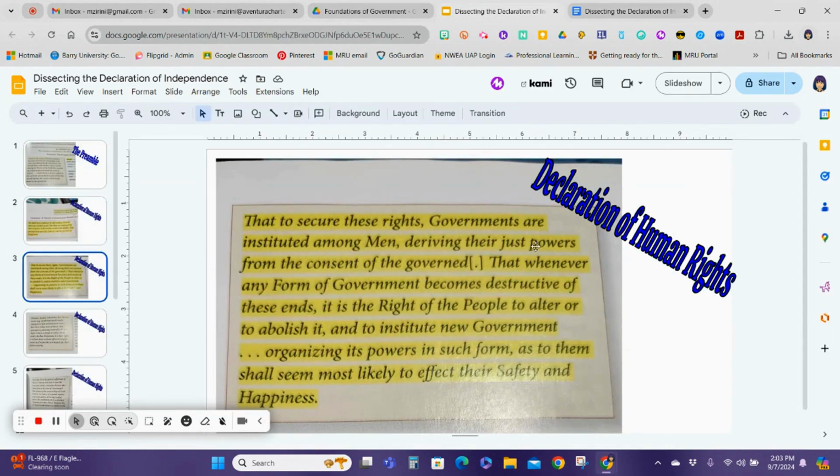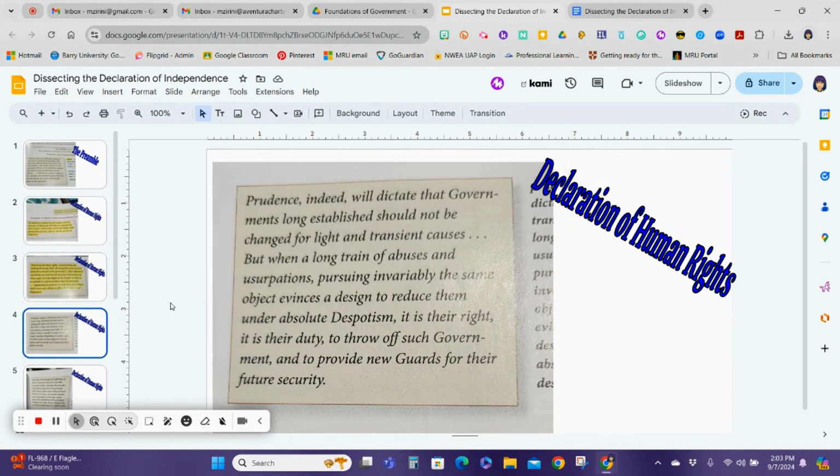So continuing in this section of the Declaration of Independence, right now the Founding Fathers have defined the social contract. They've defined the way a government works. So they move further to say, prudence indeed will dictate that governments long established should not be changed for light and transient causes. But when a long train of abuses and usurpations pursuing invariably the same object evinces a design to reduce them under absolute despotism, it is their right, it is their duty to throw off such government and to provide new guards for their future security.